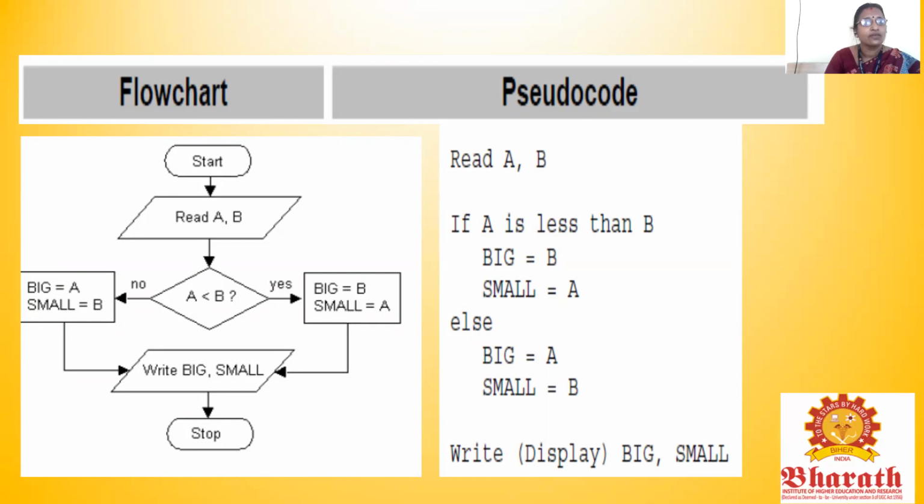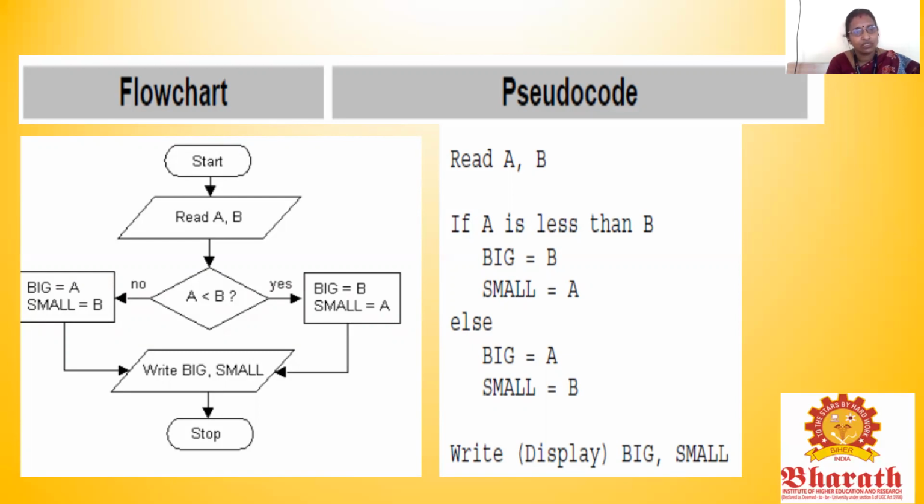Now coming to the flowchart, we start the process and read a and b. So get the two values a and b from the keyboard. And now I am checking here whether a is less than b. It is drawn within the diamond symbol, that is the decision making process. Suppose a value is less than b, then we can conclude that bigger value obviously is b, smaller will be a.